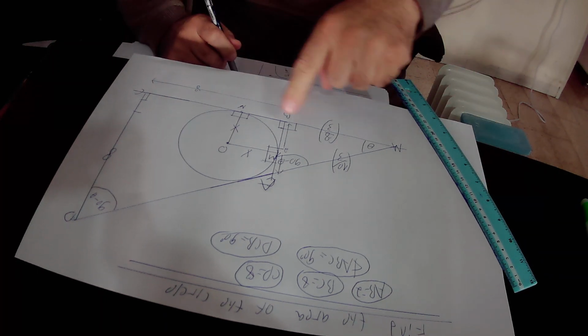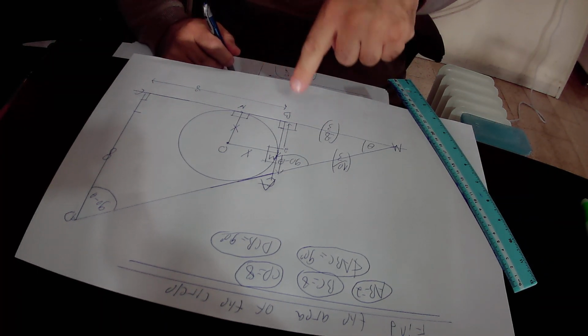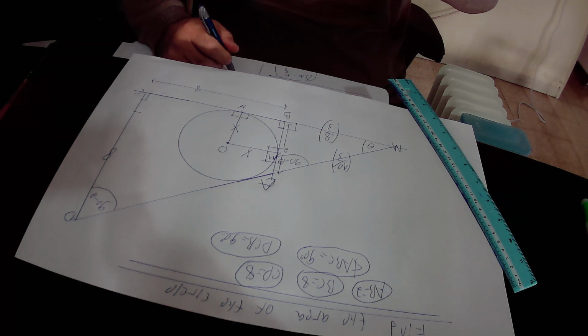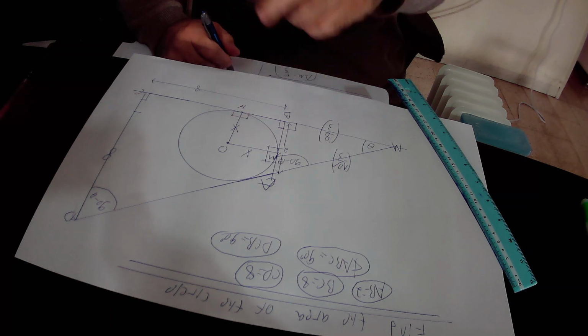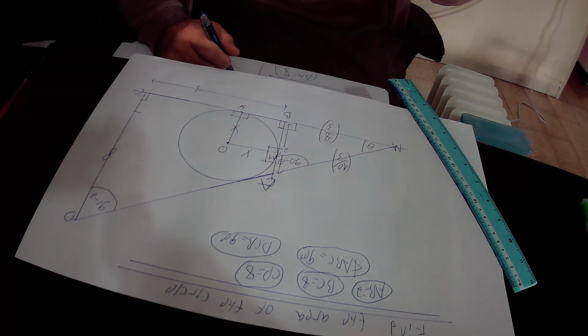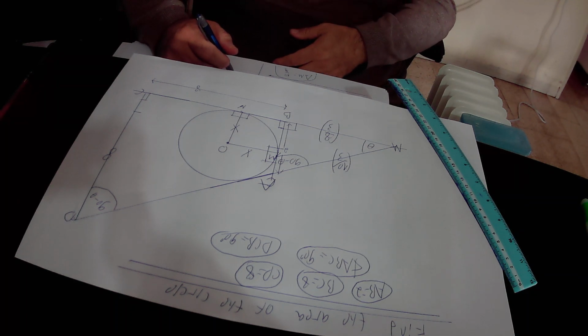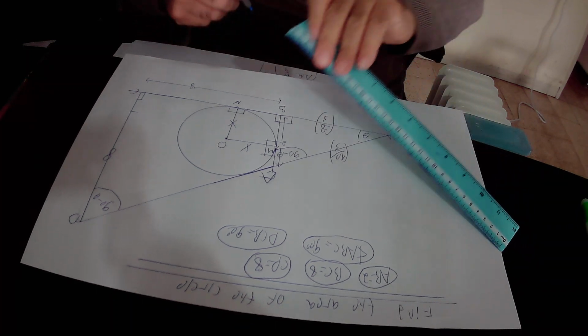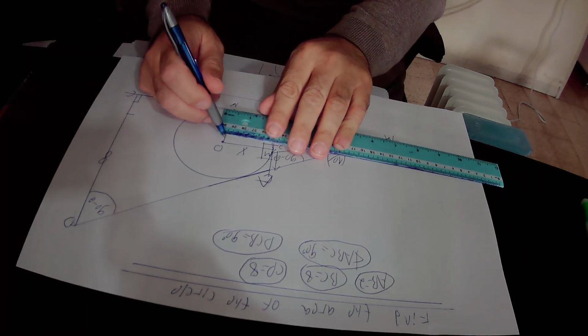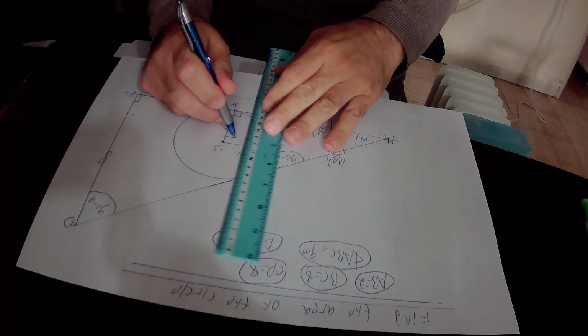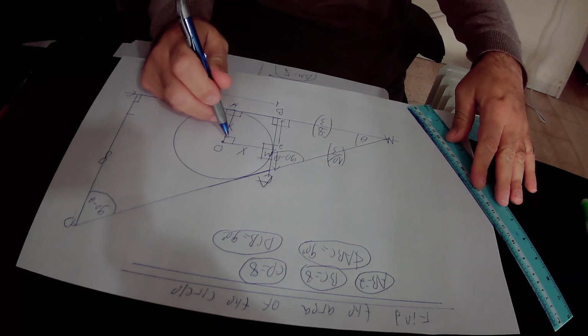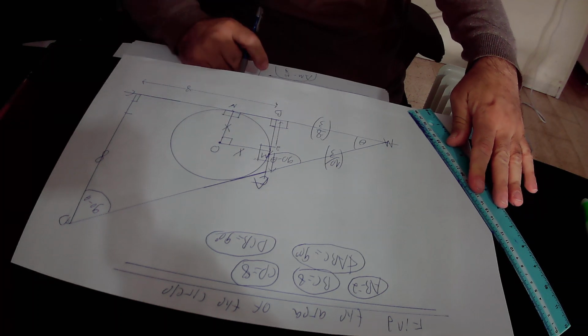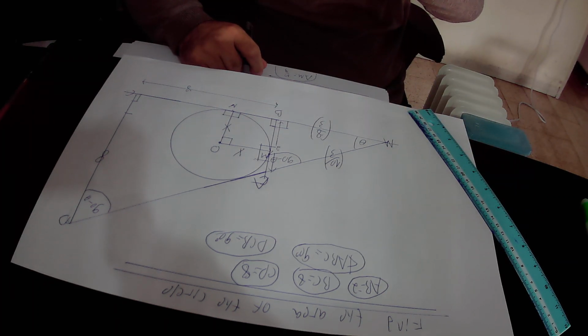So in quadrangle MOBN, we have 1, 2, 3 right angles. The sum of 3 right angles is 90 times 3, which is 270 degrees, plus the missing angle. In total, the sum of those 4 angles must be equal to 360 degrees according to the rule that the sum of the angles in any quadrangle is equal to 360 degrees. Therefore, the missing angle here must be equal to 90 degrees. Okay, 270 degrees plus 90 degrees is 360 degrees. That is the sum of the angles in any quadrangle.